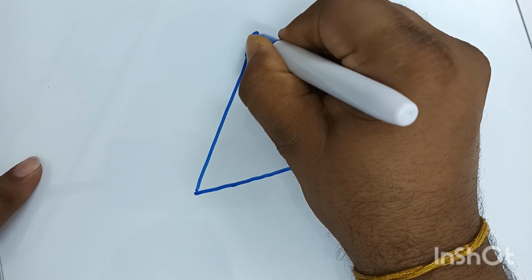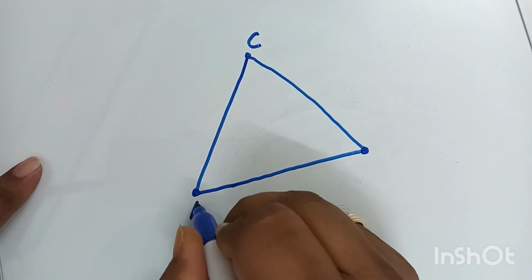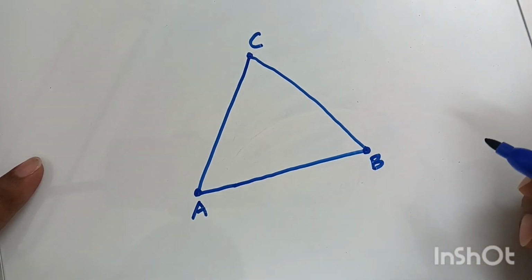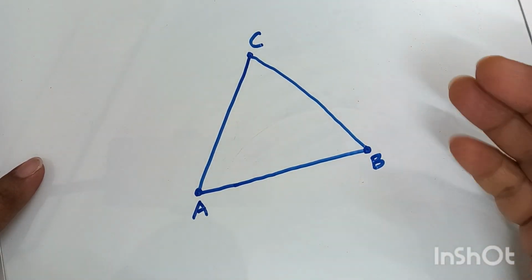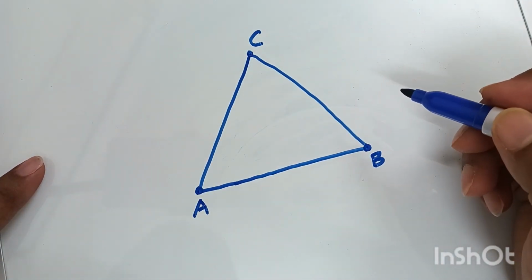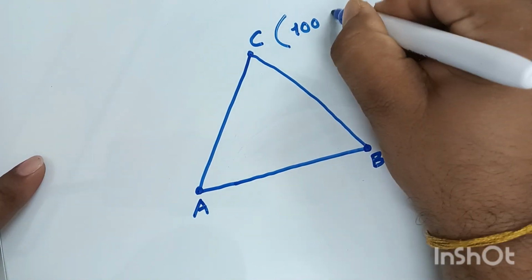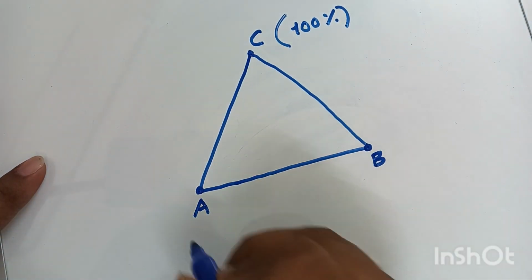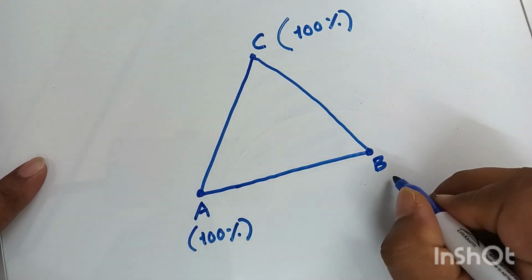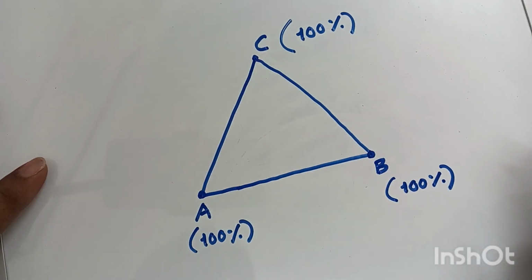The top point represents component C. This point represents component A. This is component B. Now the vertices represent 100% purity of that component. So the top point represents 100% of component C. This is 100% of component A. This is 100% of component B.